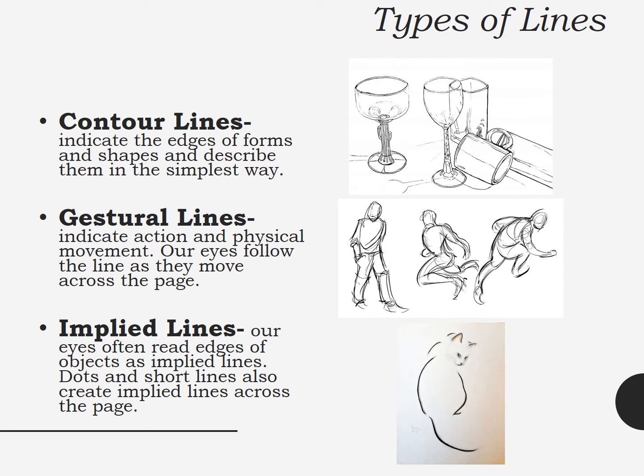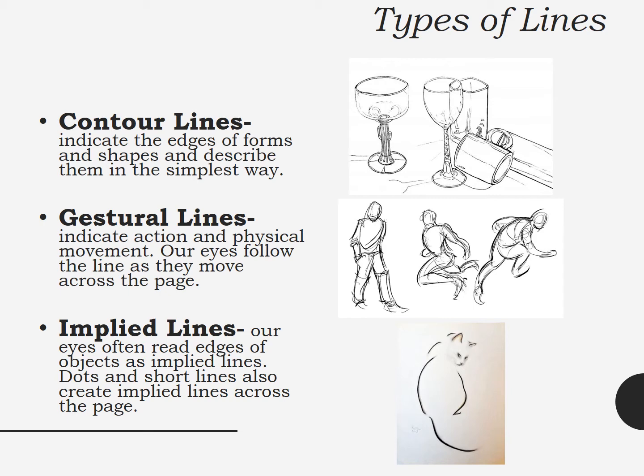Gestural lines are really quick, kind of scratchy lines that are used to indicate movement, especially in the human figure. So often when an artist is trying to capture someone in movement, but they don't have a camera or something to snap it with, they're going to make these quick scratchy lines to kind of just jot down that form and add in the details later.